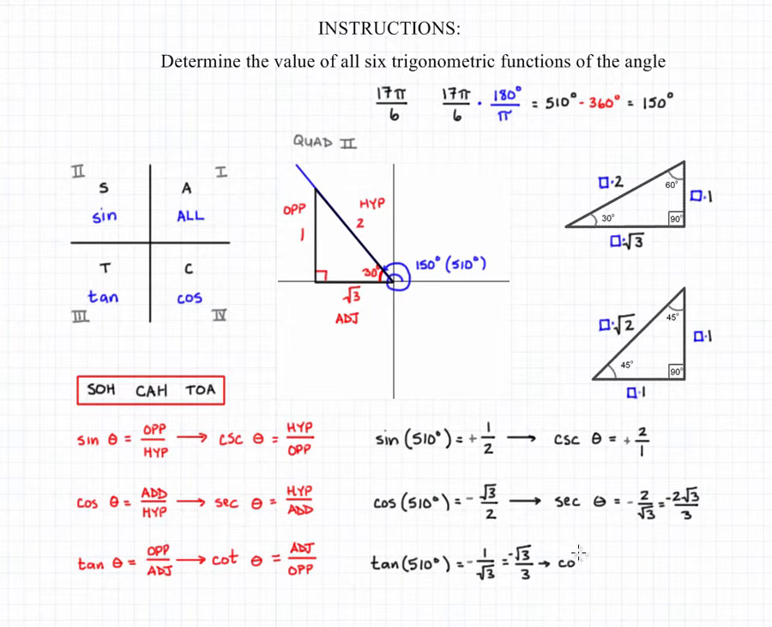And then cotangent is going to equal the square root of 3 over 1, but also negative, because it's the same sign as tangent, or more simply, this negative square root of 3. And those will be our final answers.